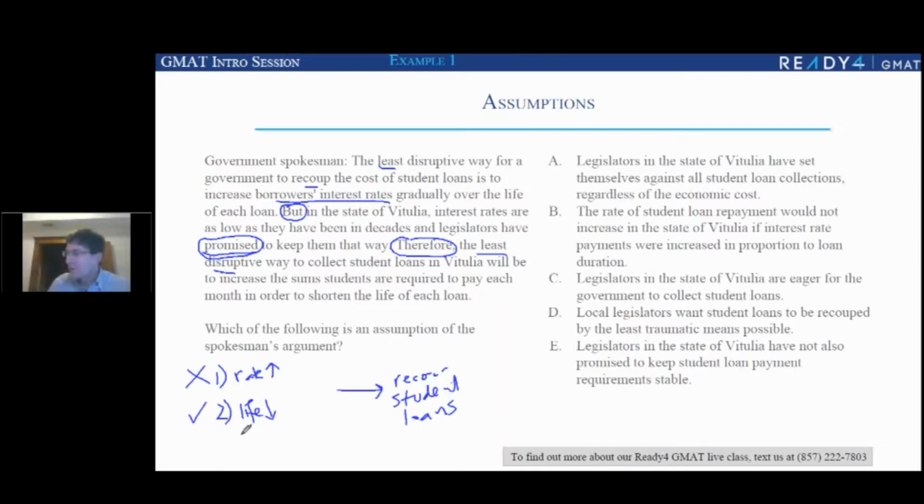So what's going on here? Well, he says that this is going to be the least disruptive. The problem is, though, we don't know if they've made any promises about this. So like with the interest rate, we know they can't do it because they have a promise, right? But with changing the life of the loan, he says that it's the least disruptive way, but he never says whether they've made a promise about that or not.